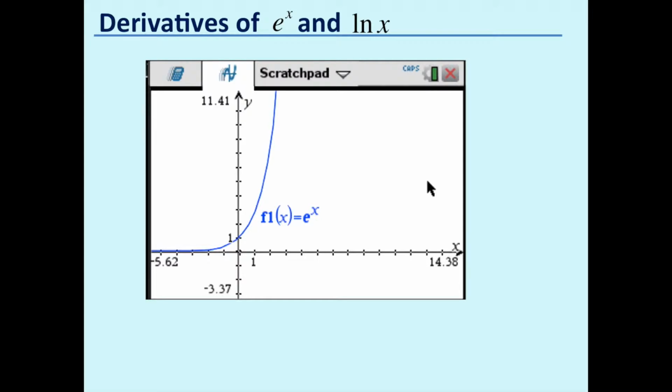In this session, we're going to look at what happens when you take the derivative of e to the x or ln x. So you might want to try this as well. If you take your calculator out and just plot or graph f(x) equals e to the x. So if this is our function, how can we find the gradient? Well, one of the ways we can do this is by using our calculator to find dy by dx.